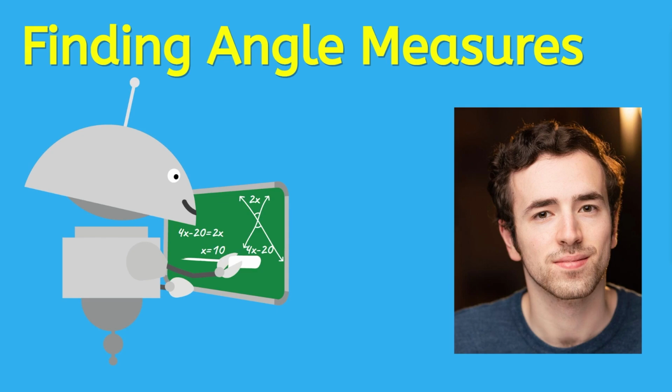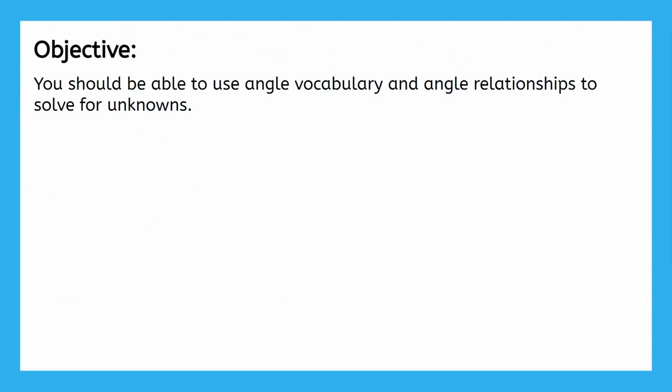In this lesson, we get to use all the angle vocabulary and relationships that we've learned to help us set up equations and solve for angle measures. Here we go. By the end of this lesson, you should be able to use angle vocabulary and relationships to solve for unknowns. We'll complete 3 examples together, and then you'll have an opportunity to complete more in your multiple choice practice game.